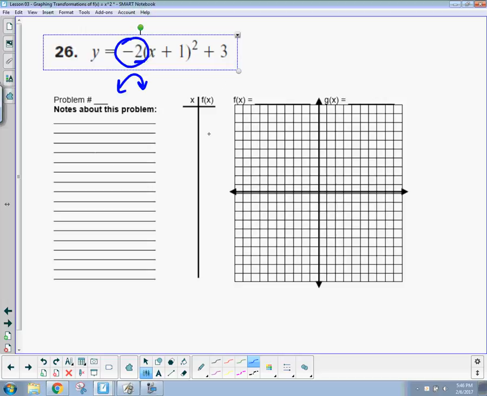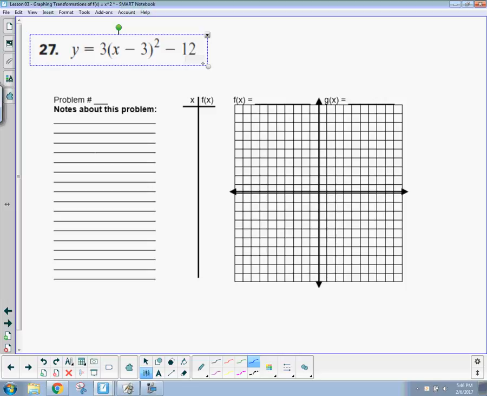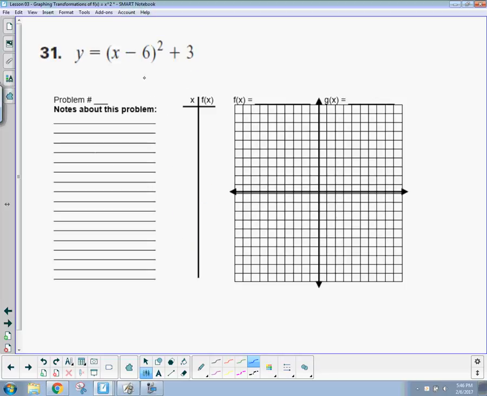Get your T-chart. For this one example, my vertex I know will be negative 1, 3, just to get you started. And just worry about these shifts. That's all I worry about right now, okay? Same thing, just worry about the shifts. And again, the vertex for this one will be 3, negative 12. So 2, 1, 4, 5 to get you going. 6, so 6, 3, 5, and 4, 7, 8.